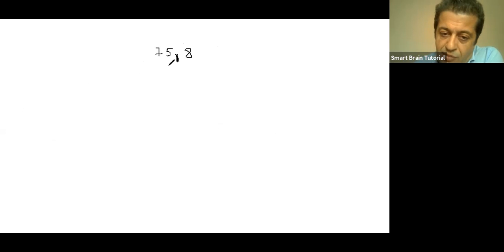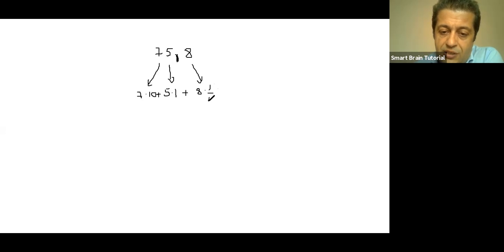Let's write first a normal number, 75.8. What does it mean? That means that we have 5 ones plus 7 tens and plus 8 times 1/10, or 8/10. This is the meaning of this number in the decimal system.